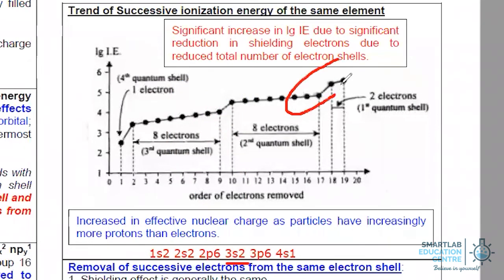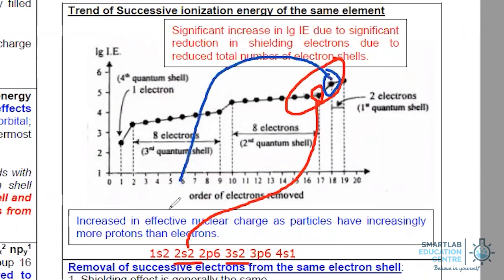Finally, let's take a look at the final portion where there's again a significant increase. The 17th electron that you're removing is from the 2s subshell. However, the 18th electron is actually from the 1s subshell, and generally if you remove an electron from the 1s, there's zero shielding effect now. Unlike when you remove an electron from the 2s, where you still get shielding effect from the fully filled 1s subshell.